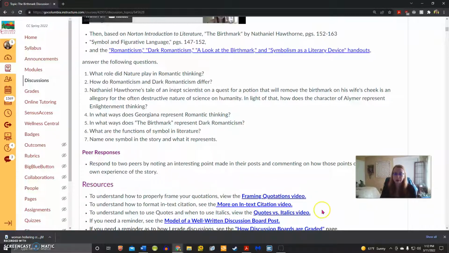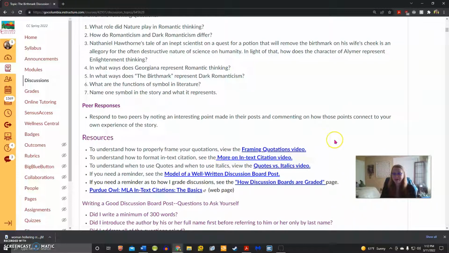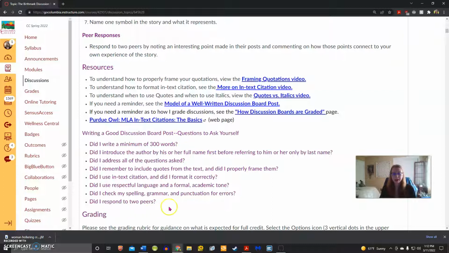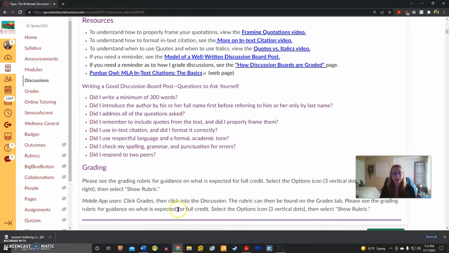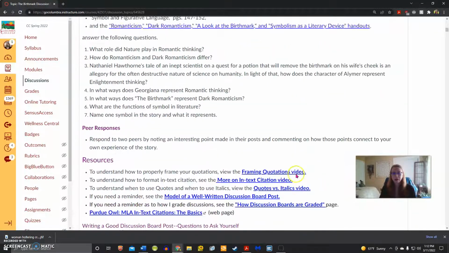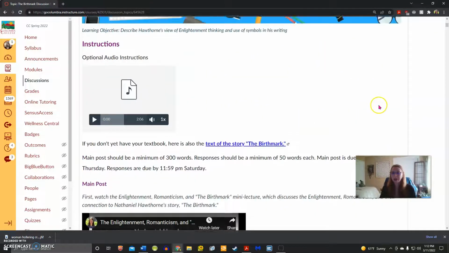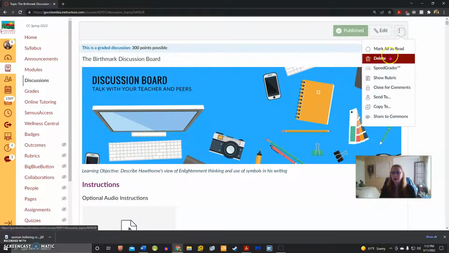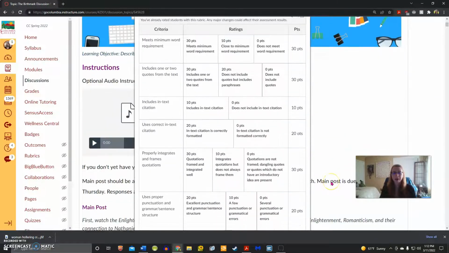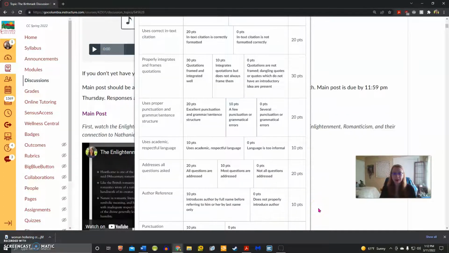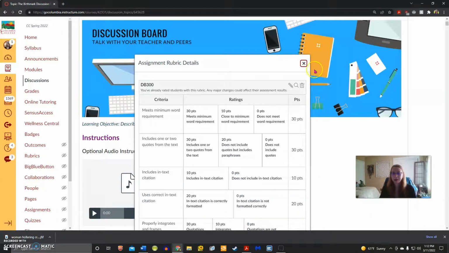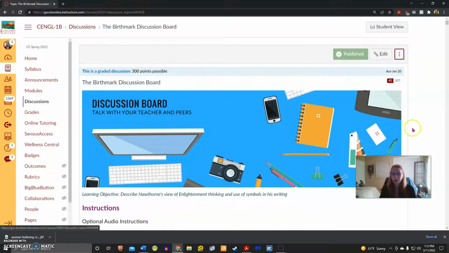In addition, and this is probably outside the instructions parameter, I do provide some resources for them if they need to know how to do certain things that I expect in the assignment, as well as a checklist to see if they remembered everything that's required in the assignment. And of course, I have a grading rubric attached as well to let them know how I'm going to grade the assignment. And my rubrics can be pretty extensive, but it shows them every aspect that I'm looking for in the discussion board post.